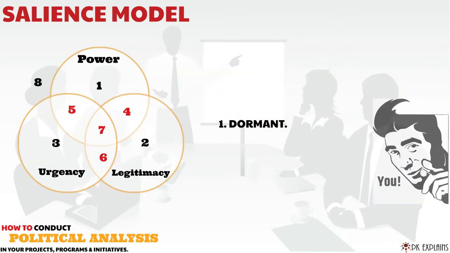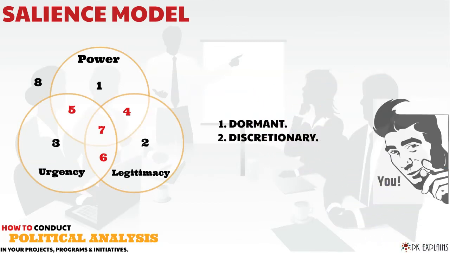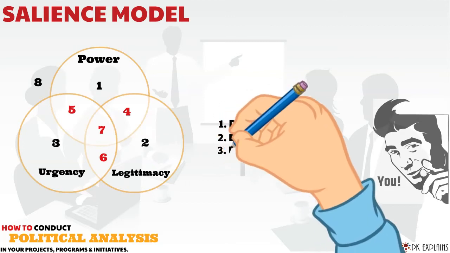1. Dormant. Those who fall in this category have power but not urgency or legitimacy. Therefore, you should be aware of them. However, their claims and needs may not find a place in priorities. 2. Discretionary. The discretionary stakeholders are legitimate, but they have no power or urgency. These are people in your list of stakeholders. You should communicate and hold discussions for information. However, you may decide to give them a lower degree of priority.